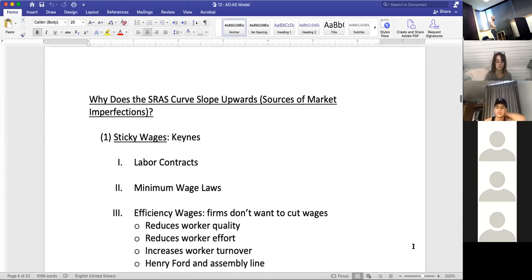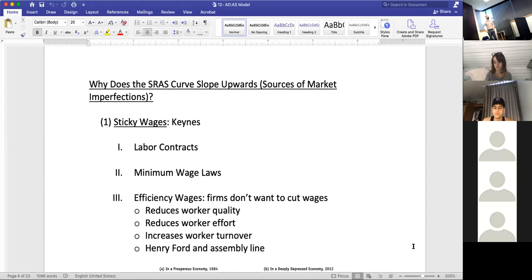So let's talk now about the short-run aggregate supply curve.